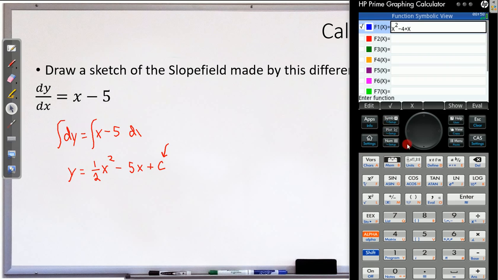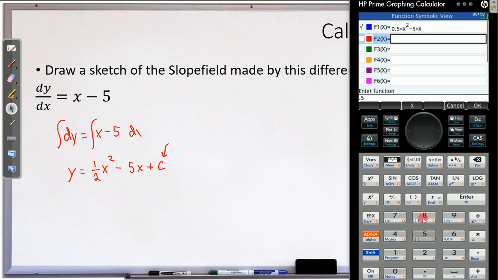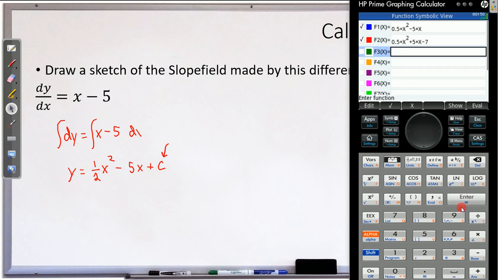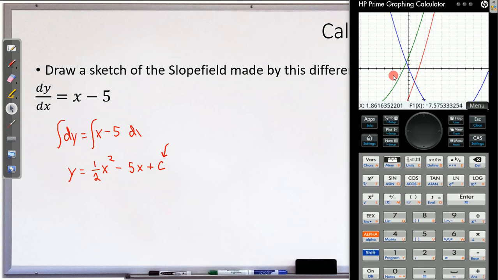So go to y equals here, and we're going to type in 1/2 x squared minus 5x. And I'm going to put in a couple of different c values. So I'll just do plus 0 first, and then type in a few others. Plus 5x minus 7. And I'll do one more, 0.5x squared plus 5x plus 3 maybe. And you could put in as many as you want. That will probably be enough for me to get an idea of what this looks like.